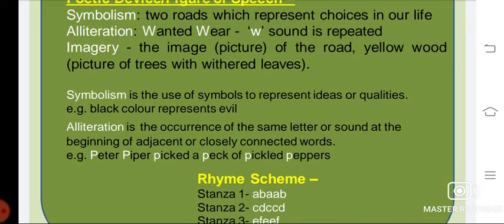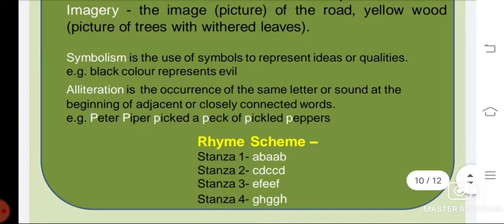Symbolism is the use of symbols to represent ideas or qualities. Example, black color represents evil. Alliteration is the occurrence of the same letter or sound at the beginning of adjacent or closely connected words. Example, Peter Piper picked a peck of pickled peppers.